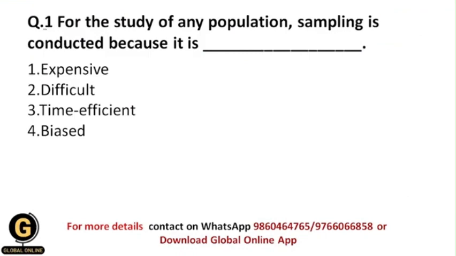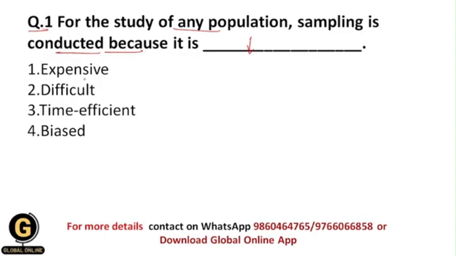Question 1 is, for the study of any population, sampling is conducted because it is dash. So basically students, whenever a researcher wants to study any population, then for studying that particular population, he does the sampling. Sampling means taking out some samples from the population for the study. And why do we do this? Why is this essential? What is the reason behind it?